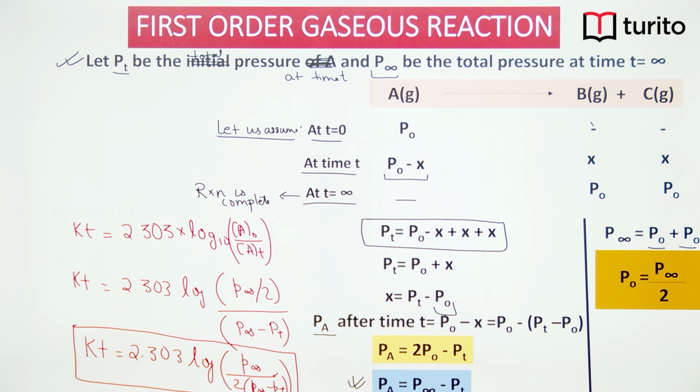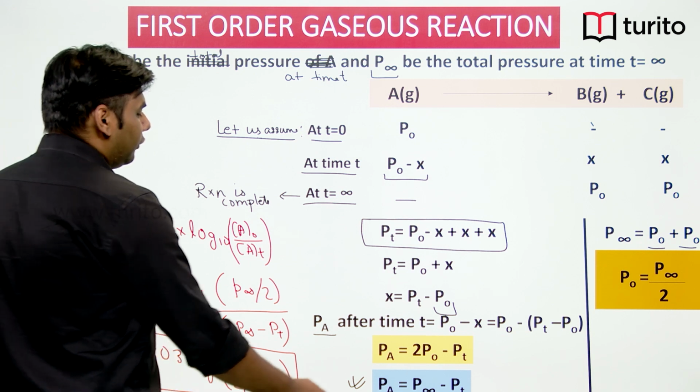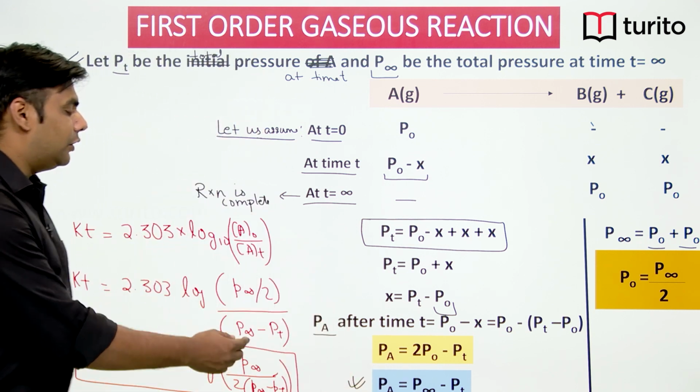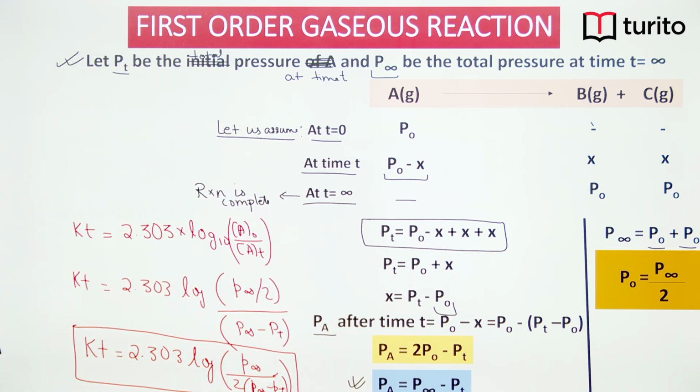Now we know that at time t equals infinity there are only two components, B and C. So the total pressure at that point would be 2 P naught. So P infinity is 2 P naught, and P naught will be P infinity by 2. We can put the value of P naught as P infinity by 2, and we'll get Pa as P infinity minus Pt.